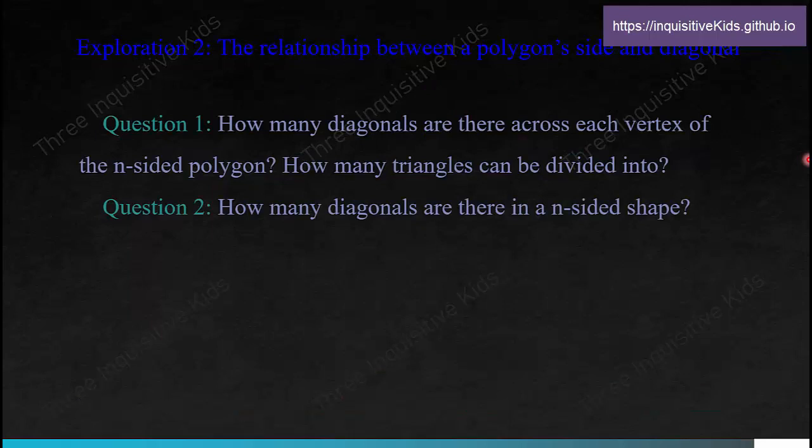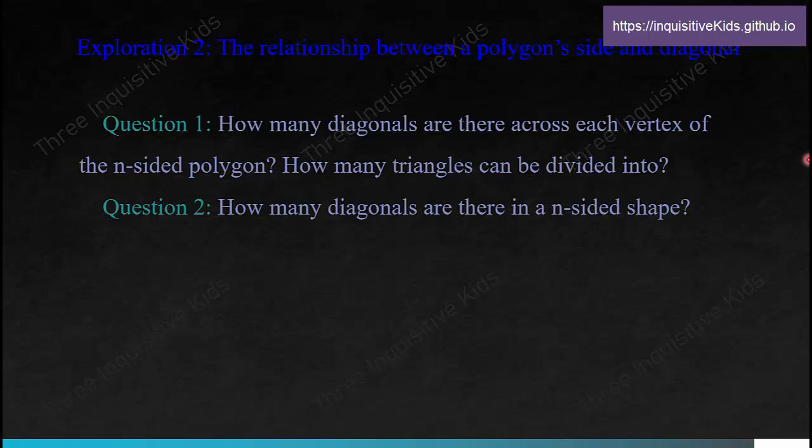Exploration 2: the relationship between a polygon's sides and its diagonals. I have 2 questions for you. Question 1: how many diagonals are there from each vertex of an n-sided polygon, and how many triangles can it be divided into? Question 2: how many diagonals are there in an n-sided shape? Pause the video and solve these questions on your own. One helpful hint is to use that table again, change up the values a bit, and see what pattern you get.